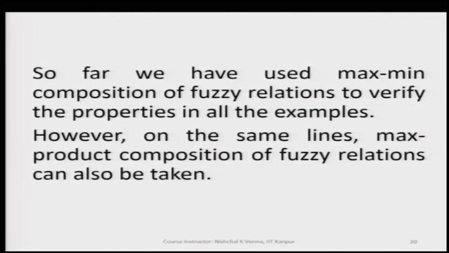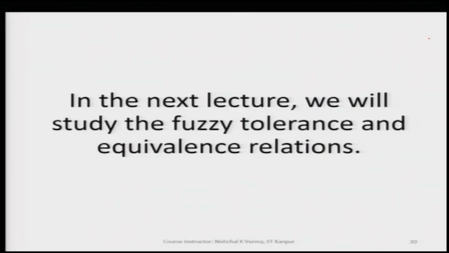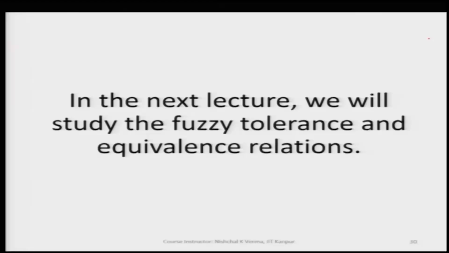So far we have used max-min compositions of fuzzy relations to verify the properties in all the examples. However, on the same lines, max-product composition of fuzzy relations can also be taken. So, this way we have seen all the 4 properties with respect to the composition of fuzzy relations in today's class, and in the next lecture we will study fuzzy tolerance and equivalence relations. Thank you.